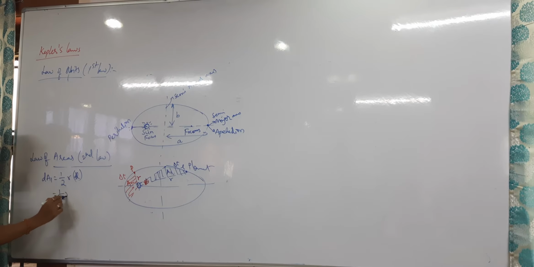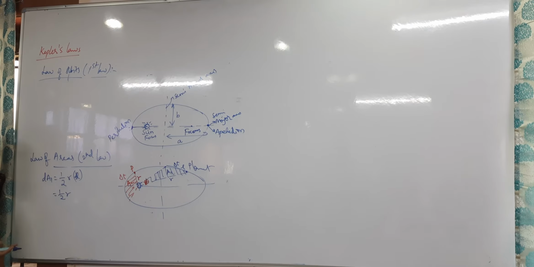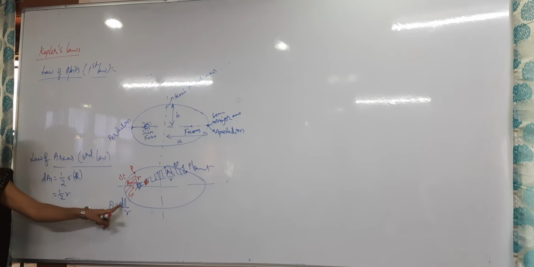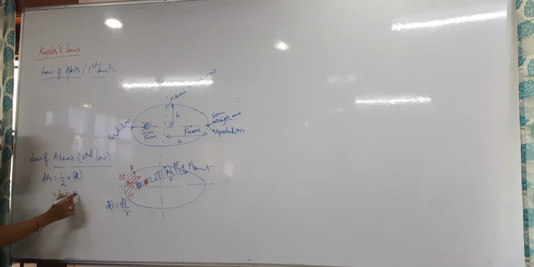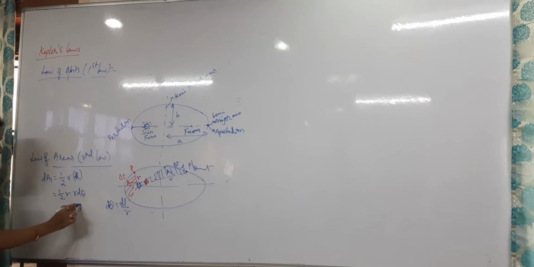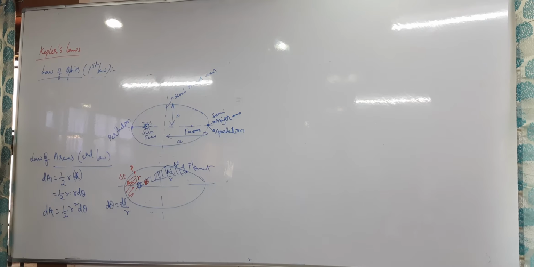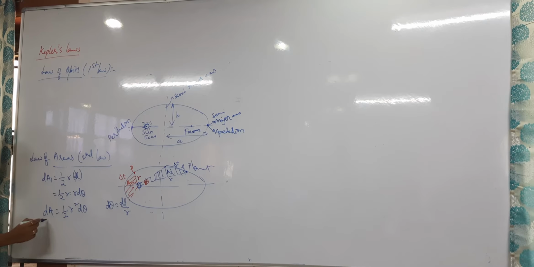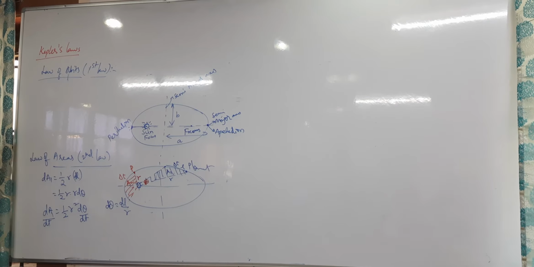What is dl, the arc length here? It is r into d theta, right? What is the theta formula? Arc length by radius. So dl is equal to theta into r, so r into d theta. Now I can write this as half r square into d theta. It covers equal areas in equal intervals of time, so I have to take the interval of time also. So I will divide by dt, delta t here, because I am taking the interval as delta t.